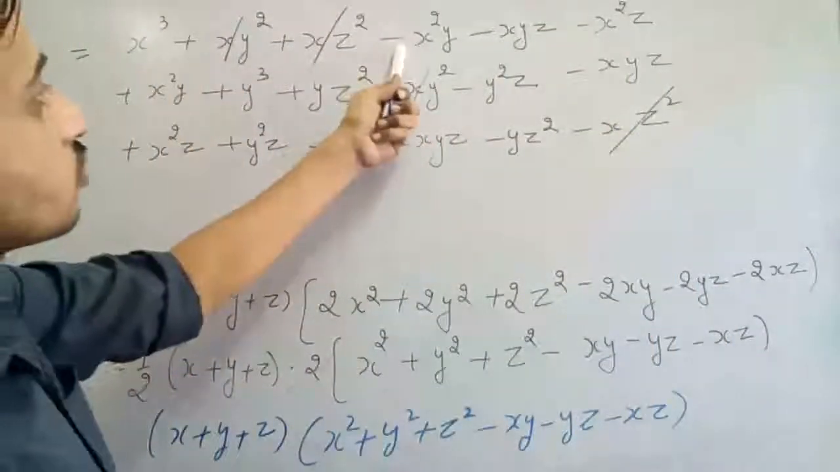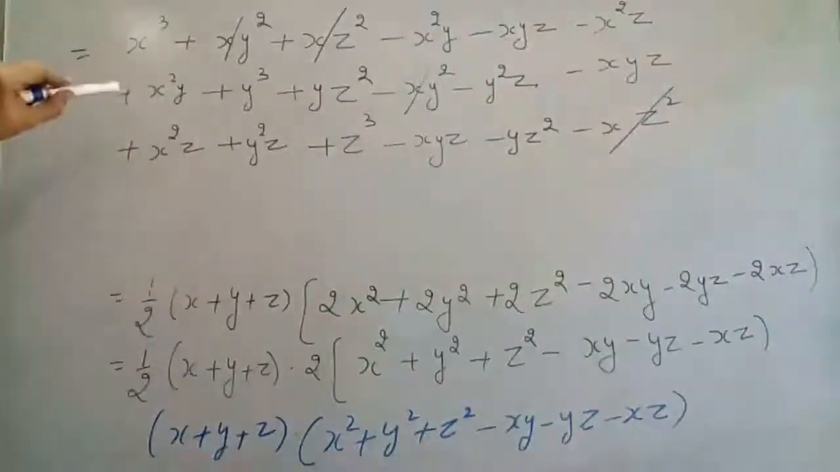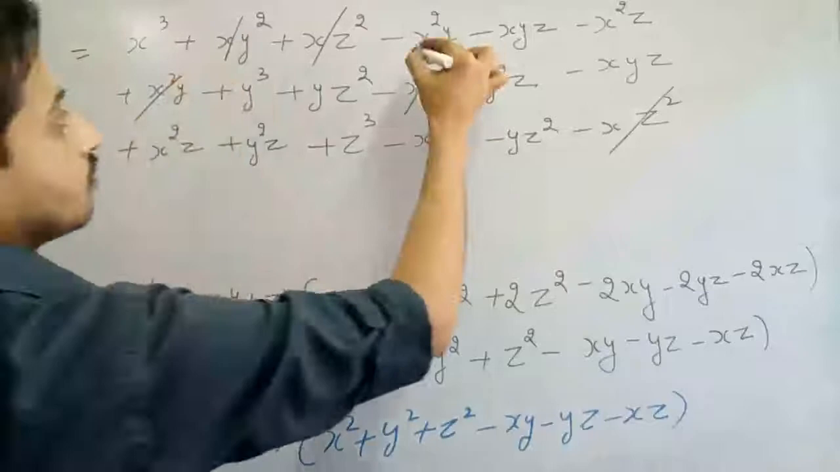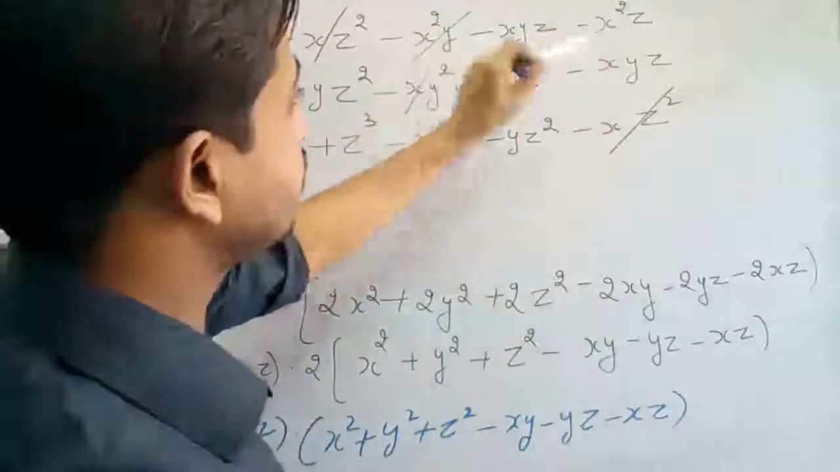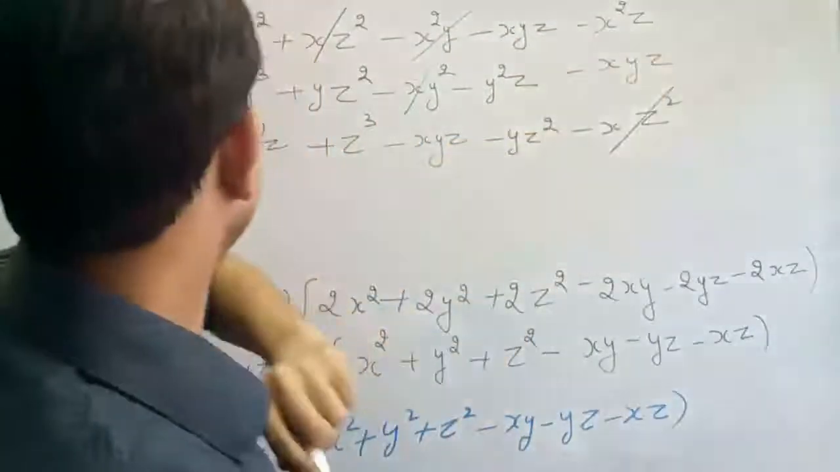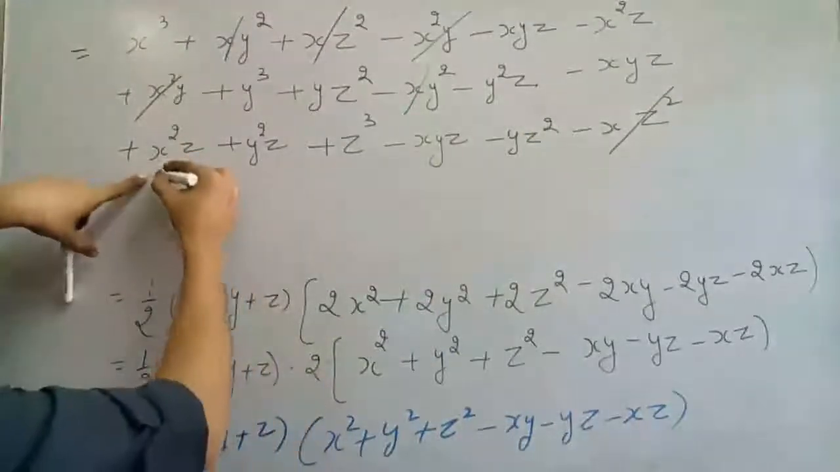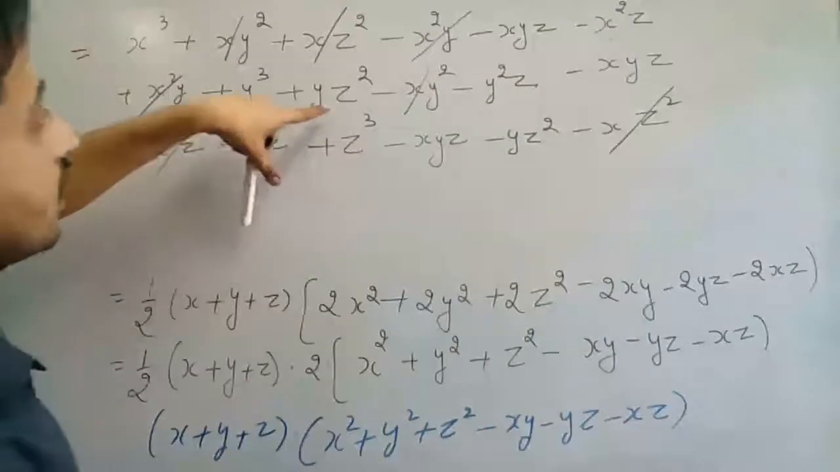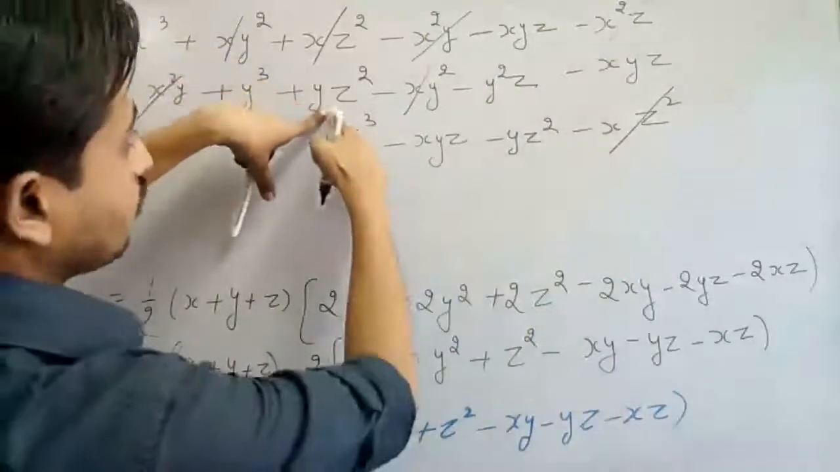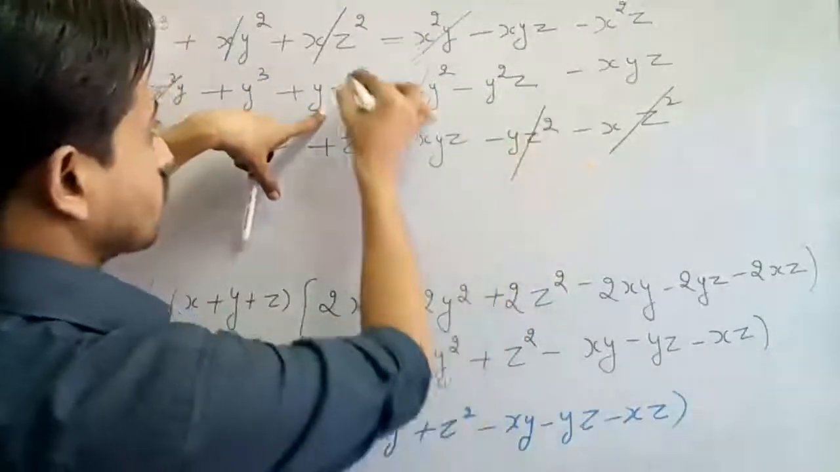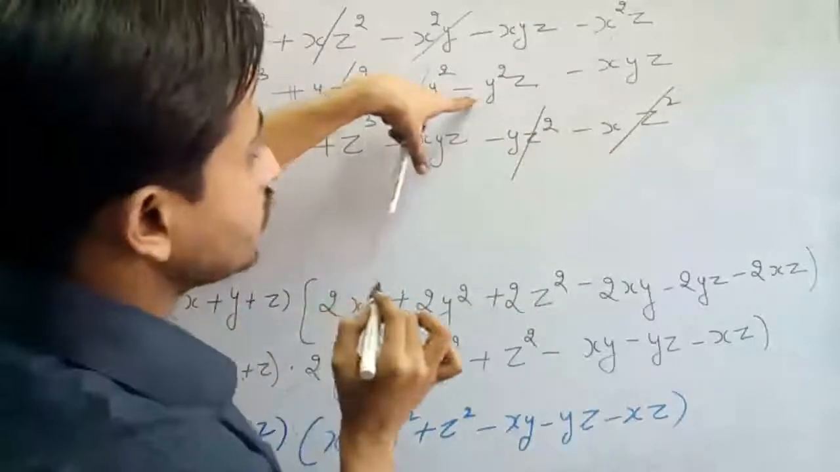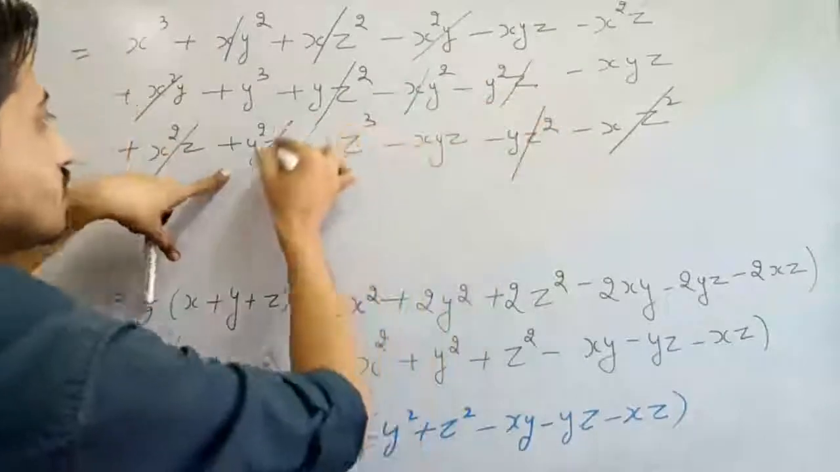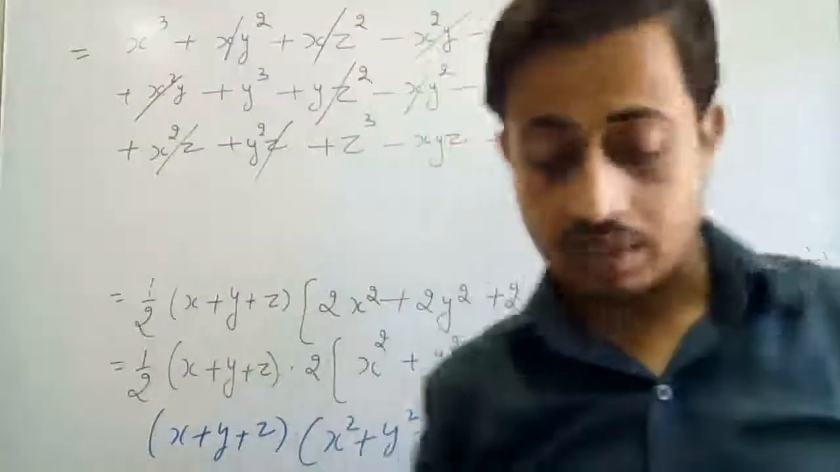Now look at x square y. X square y is here. This is negative, this is positive, this is cancelled out. Now xyz is not cancelled out. X square z is here. This is positive, this is negative. Now look at yz square. This is positive, this is negative. So these are also cancelled out. Now look at y square z. This is positive, this is negative. This is also cancelled out. So most of the terms are cancelled out.